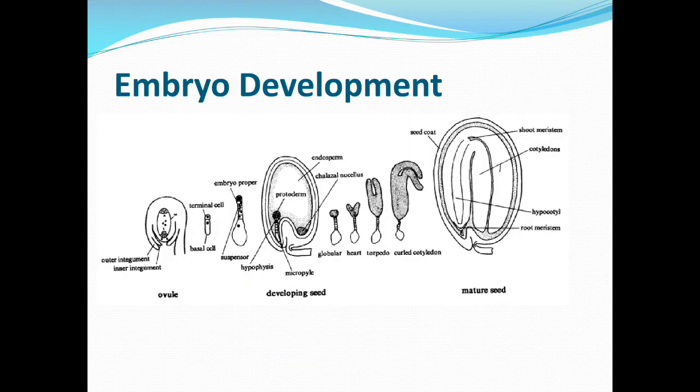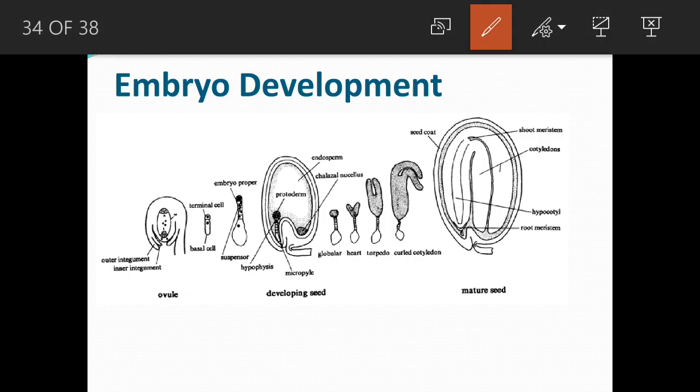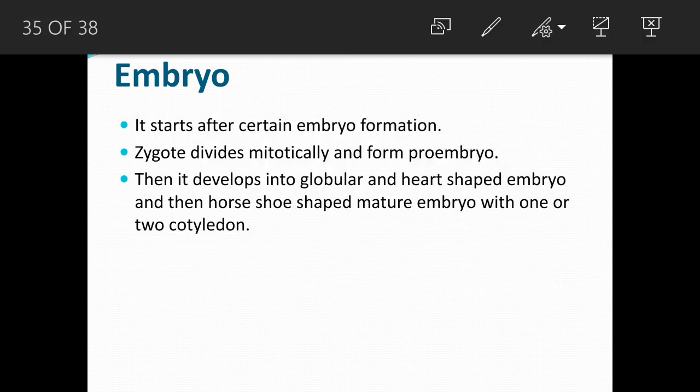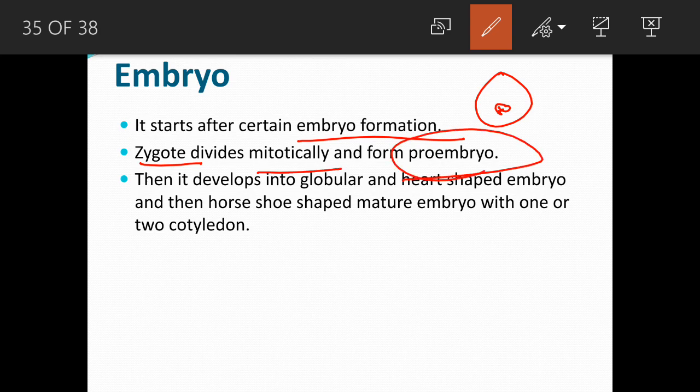So there is a development of the embryo. The ovule develops and forms the mature seed, and the embryo is present inside the seed. So we will study the development of the embryo. After the zygote is formed, it will start formation of the embryo. Zygote will divide mitotically to form the proembryo.